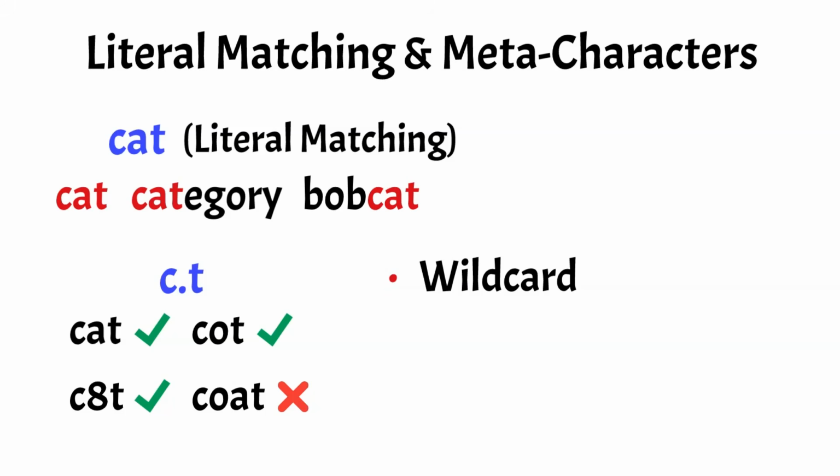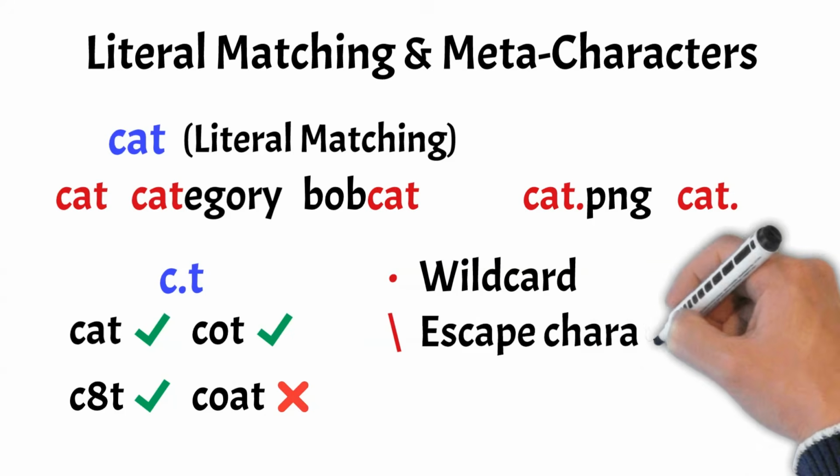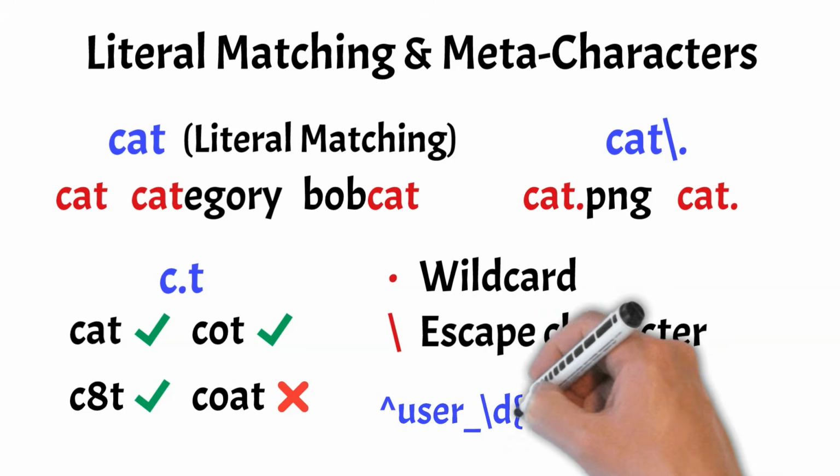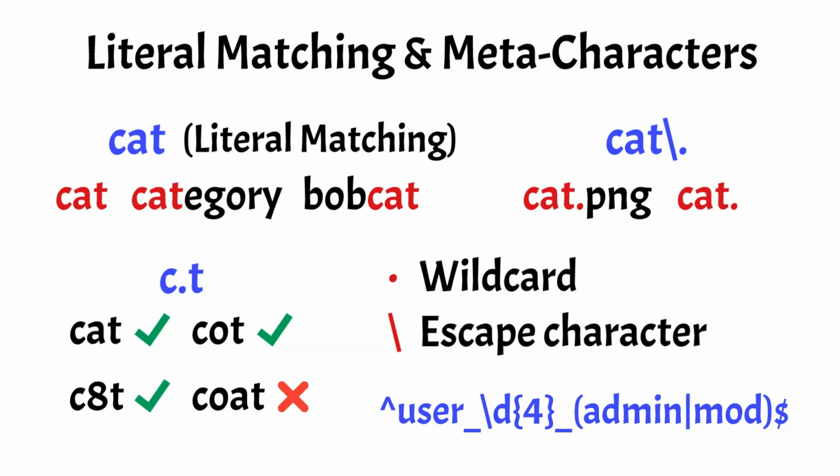But what if you were searching for an actual period, like a file named cat.png or the end of a sentence? If you just type a period, regex thinks you want a wildcard. To turn off this feature, you can use the backslash, known as the escape character. Writing cat \dot tells the computer to ignore the wildcard rule and look only for the exact word cat, followed by a literal dot. This backslash is an incredibly important tool, and as you can see in our original username problem, we're actually going to use it later to unlock even more advanced shortcuts. But first, let's look at how to search for a specific group of characters.